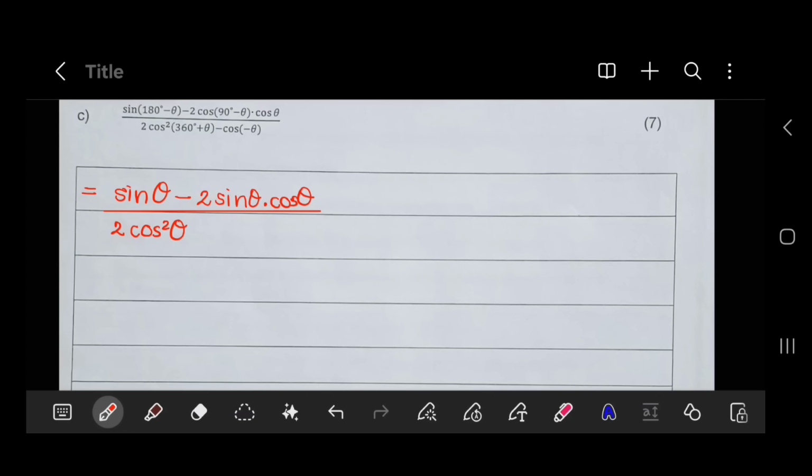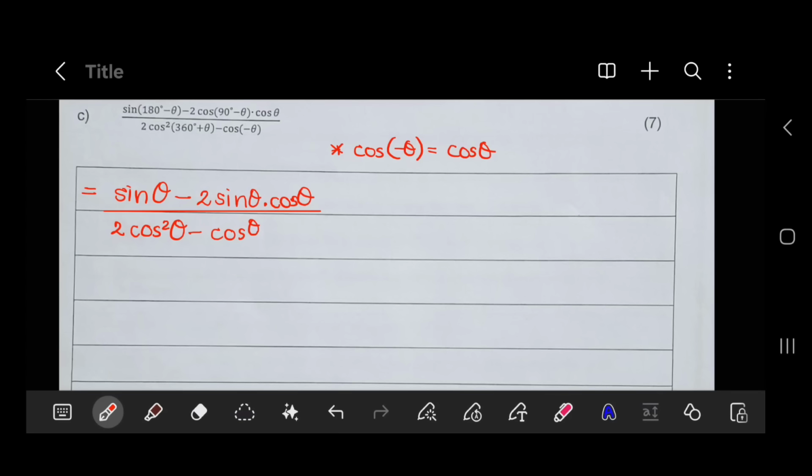And then we've got negative cos of negative theta. This is a negative angle. This is important for you to remember. Cos of negative theta is just positive cos theta. However, there is already a minus in front, so we're going to keep that minus and just write down cos theta next to that.